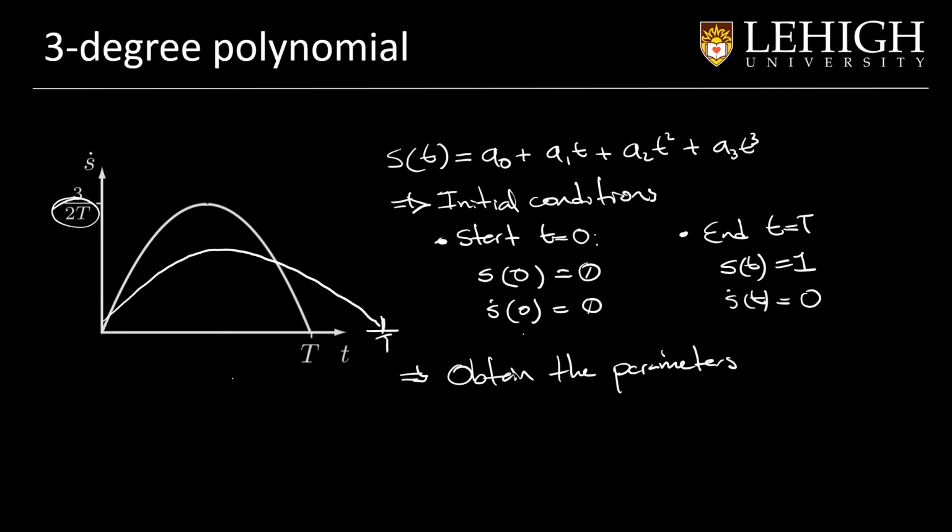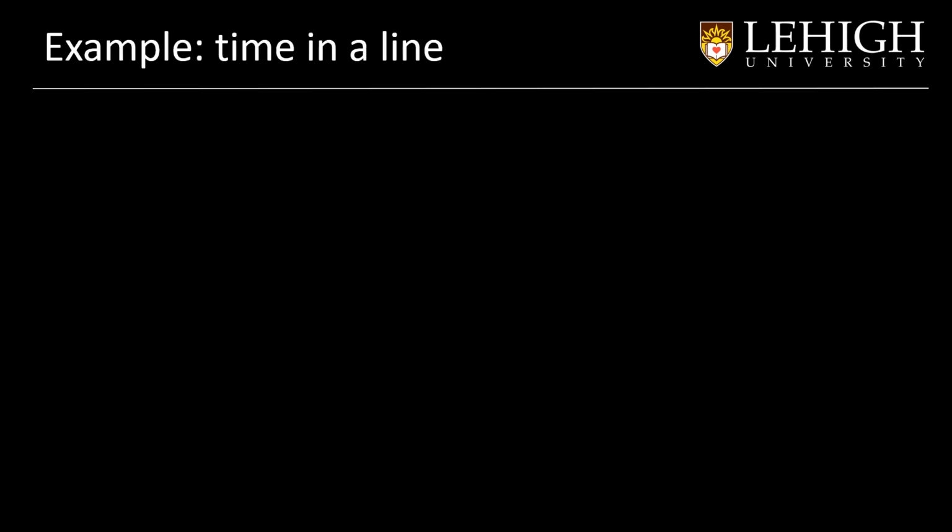The result is that A0 is equal to 0, A1 is equal to 0, A2 is equal to 3 over the square of the duration of the trajectory, and A3 is equal to 2 over the cube of the duration of the trajectory. This will give us a smooth trajectory that we can easily follow with a car.